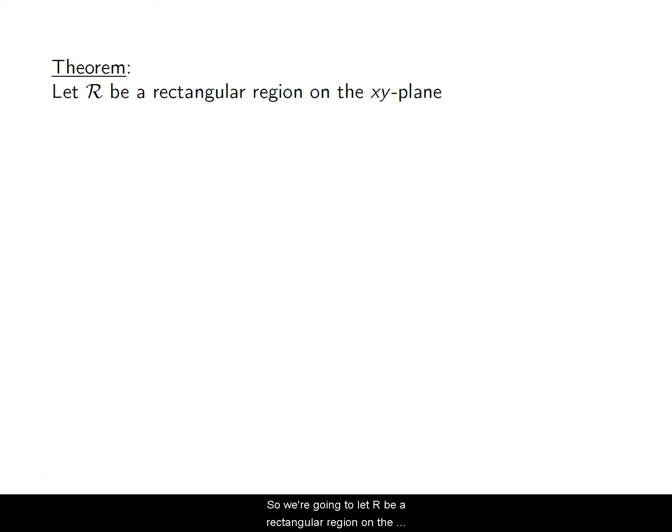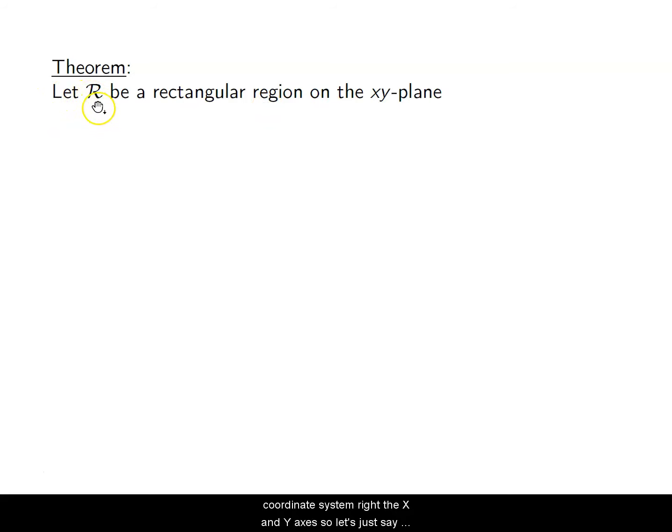So we're going to let R be a rectangular region on the xy plane. Again, the xy plane is just a regular Cartesian system, right? You guys are all past Calc 3 as you watch this, so you're familiar with the different plane systems in 3 dimensions. Here we're just using the standard 2-dimensional Cartesian coordinate system, right? The X and Y axis.